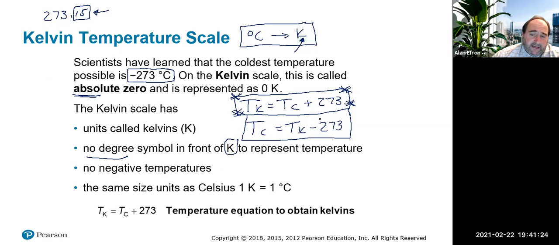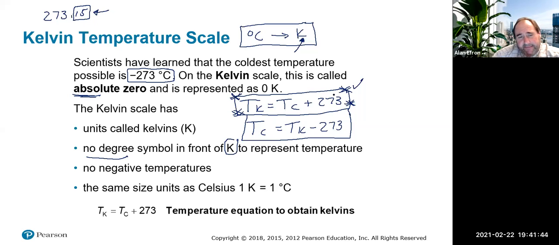Any questions on that? And again, out of all the temperature conversions, this is definitely the one that we will use a lot in most of the remaining chapters. You may use some of the other ones, but most likely you'll do this.